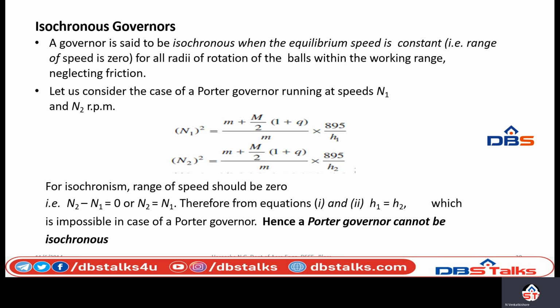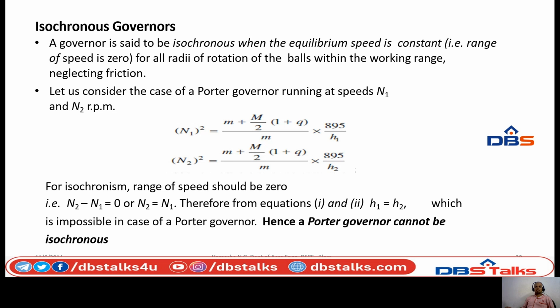Then, isochronous governor. The governor is said to be isochronous when the equilibrium speed is constant. That is, the range of speed, meaning the difference between the speeds N2 minus N1 or N1 minus N2, is 0 for all the radii of rotation of the balls within the range of working, by neglecting the friction.